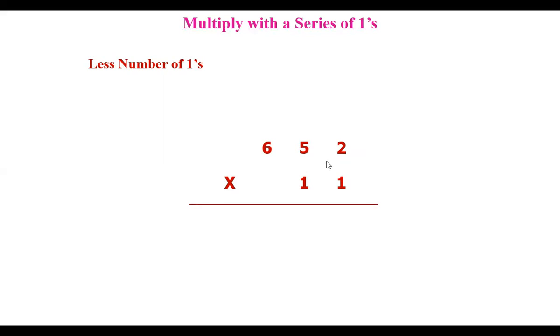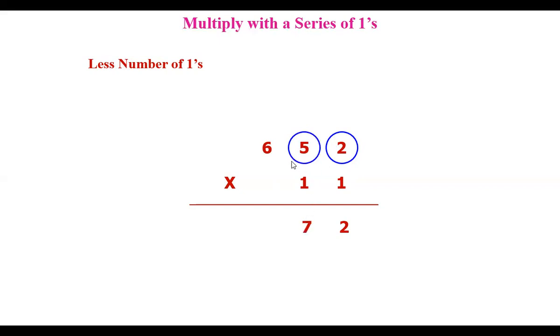So the principle is the same, but the only difference is that because we have only 2 digits in this number, we can add up only 2 digits here. We'll see how. Start with the rightmost number 2. Put it here, 2. Next, 2 and 5. 2 plus 5, 7. 7 in the tens place.